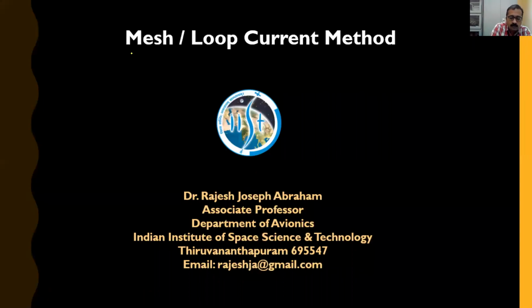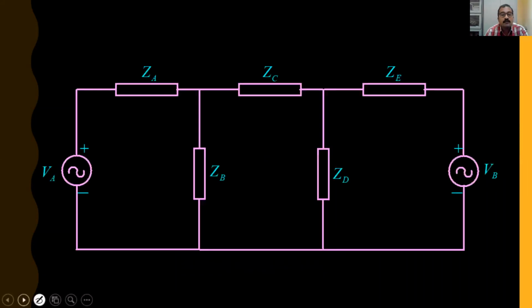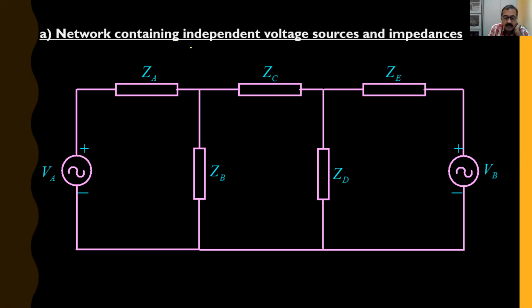Mesh current or loop current method. So here you are given a network or a circuit. What are the elements of the circuit? Impedances ZA, ZB, ZC, ZD, ZE, and two independent voltage sources VA and VB. So it contains independent voltage sources and impedances.